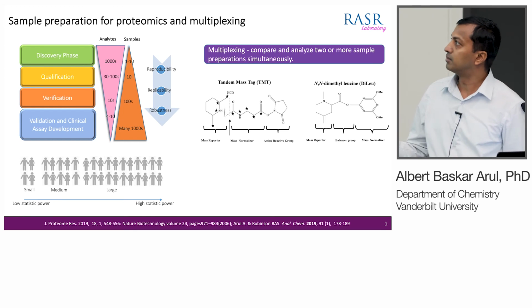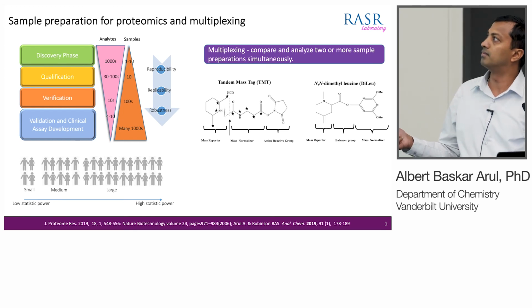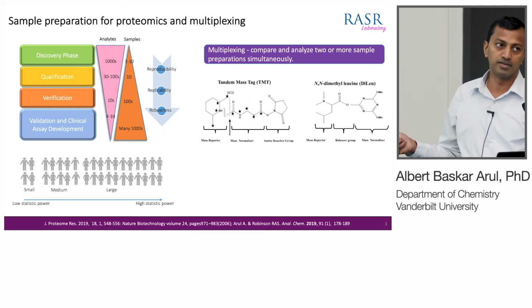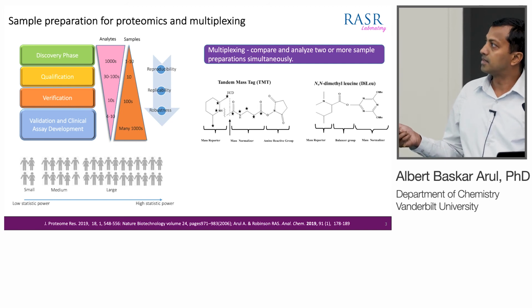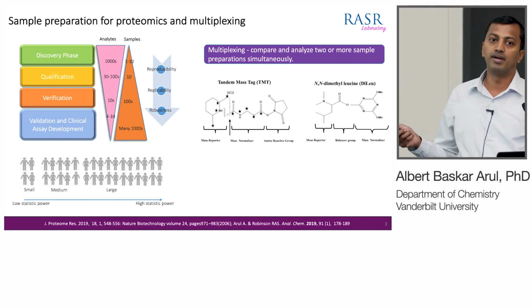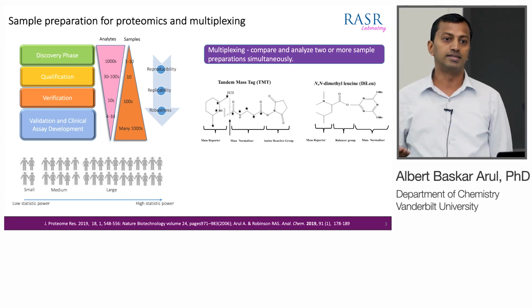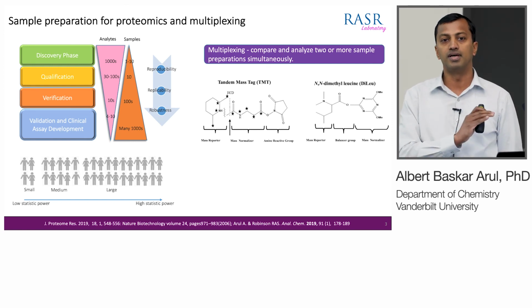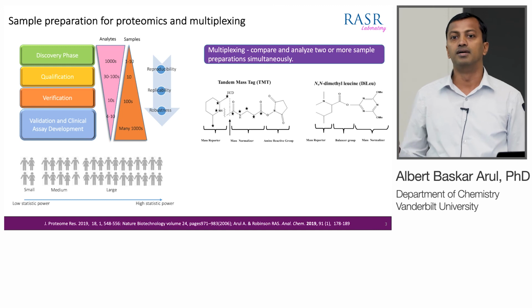I'm showing you two different isobaric tags, tandem mass tags and DiLeu. The tandem mass tag is commercially available and widely used throughout the scientific community. These stars represent the isotopes; we used to have 12, and right now they have 16 variants, and we can combine 16 samples in one experiment. That's what we call multiplexing. You can pool 16 samples into one experiment, and you can see the expression level of all the proteins in the 16 samples in one window.